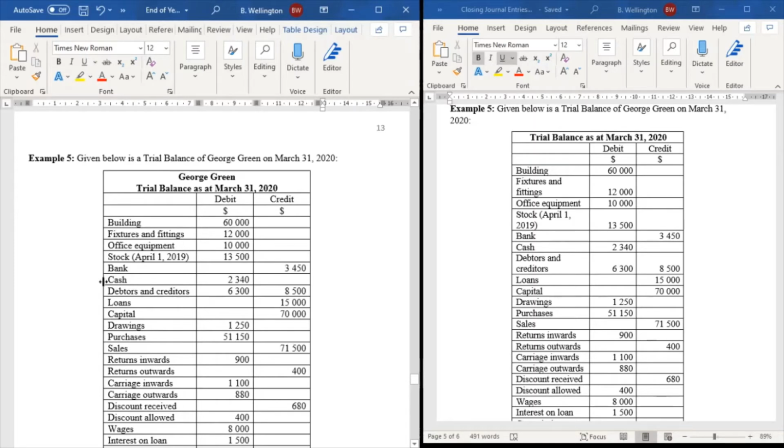Cash belongs to the balance sheet. Debtors and creditors belong to the balance sheet. Loans belong to the balance sheet. Capital belongs to the balance sheet. Drawings belong to the balance sheet. All those I just mentioned belong to the balance sheet, except opening stock. Okay, now let's continue. Purchases. Purchases belong to the trading account. Sales belong to the trading account. So you're going to put a T beside purchases, a T beside sales. Returns inwards, returns outwards, those are trading account items, so you put a T beside them.